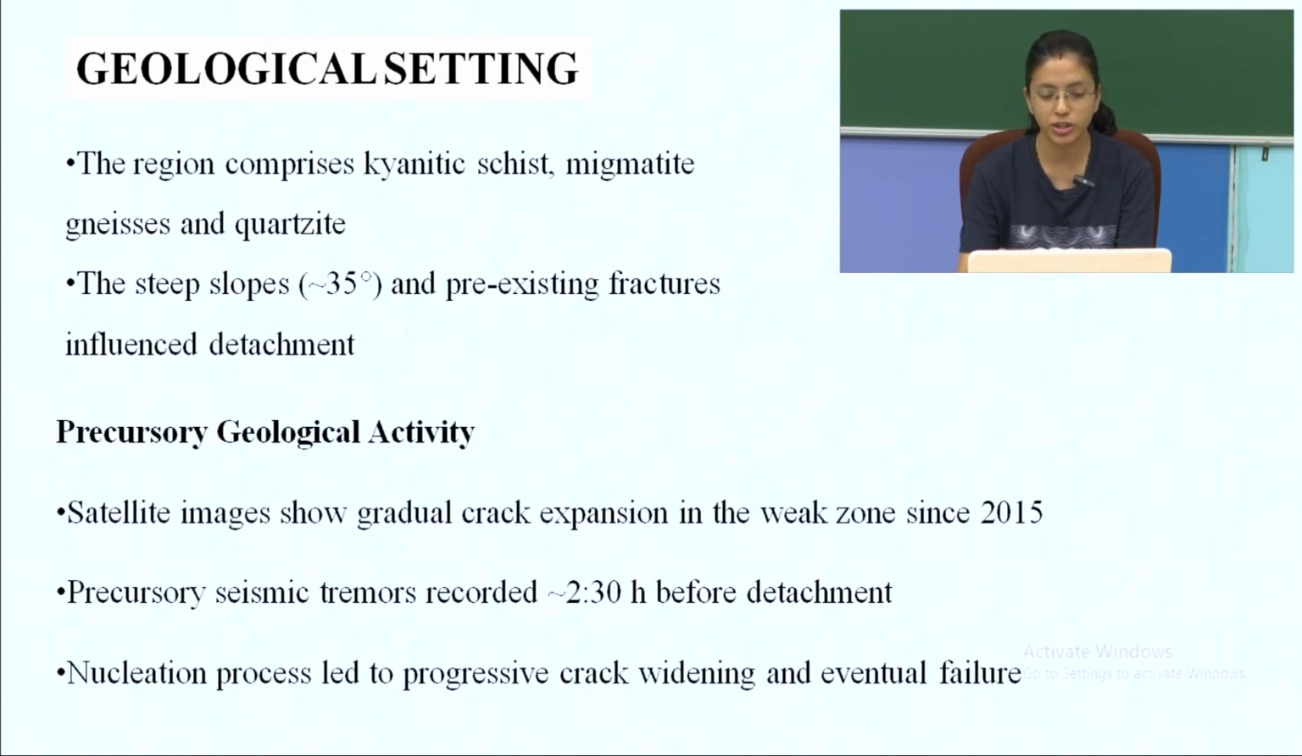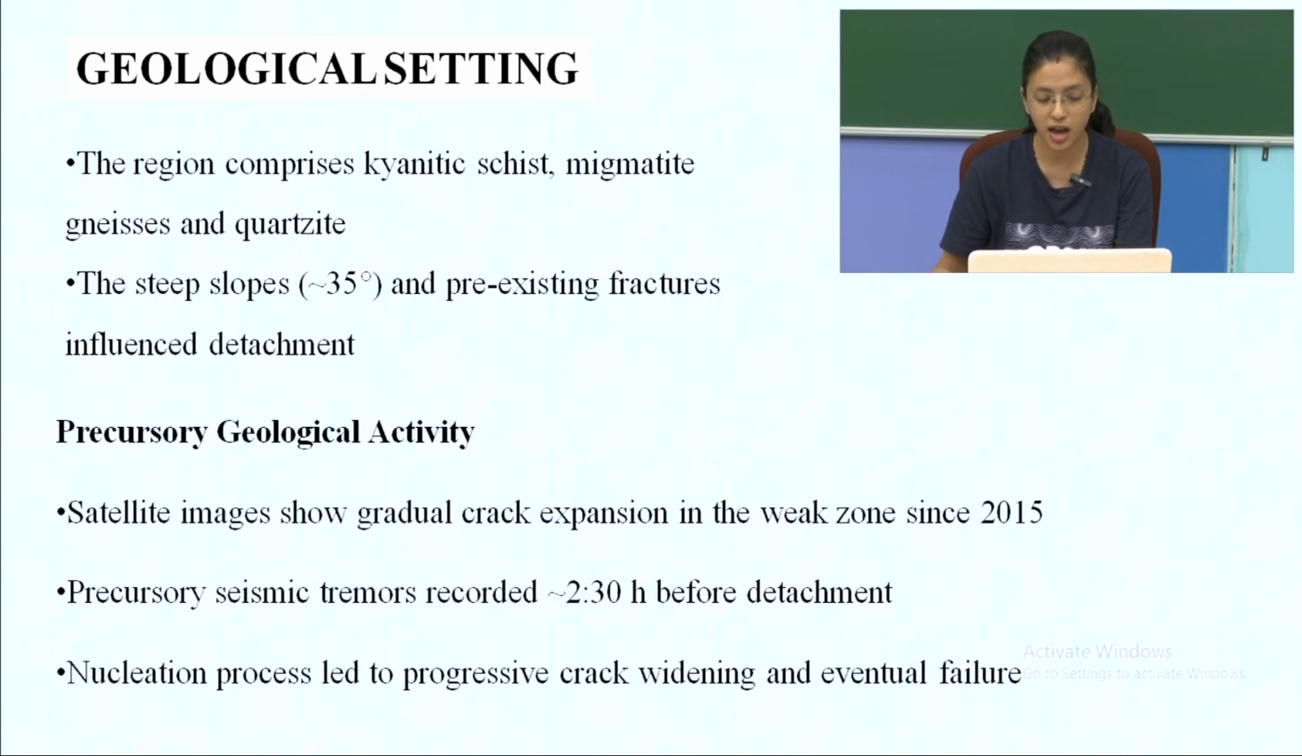Now, let's know about the geology of the affected area. The region comprises kyanite schist, pegmatite gneiss and quartzites, and a steep slope of approximately 35 degrees. There were some pre-existing fractures that influenced this detachment. Satellite images showed gradual cracking in the area from as early as 2015. This tells us that the region was structurally unstable for years.